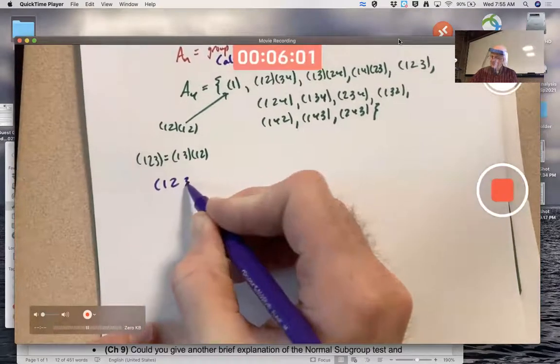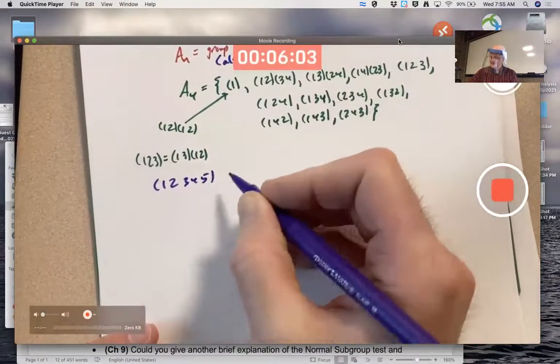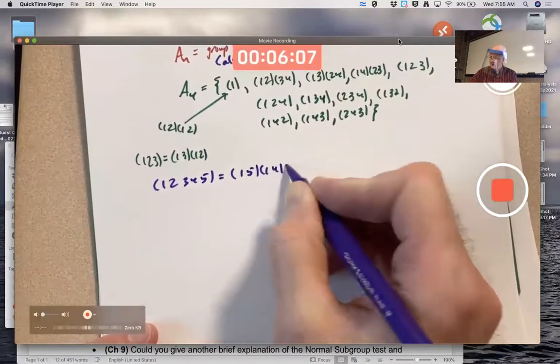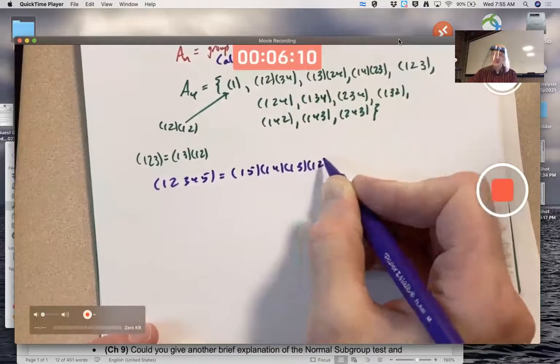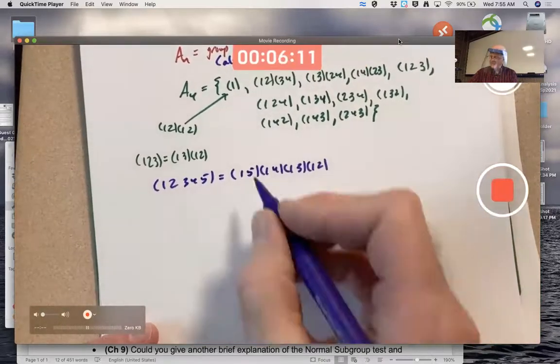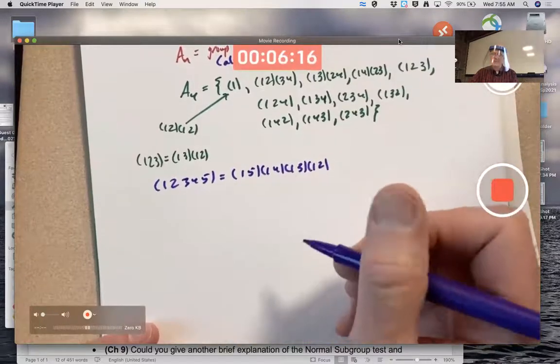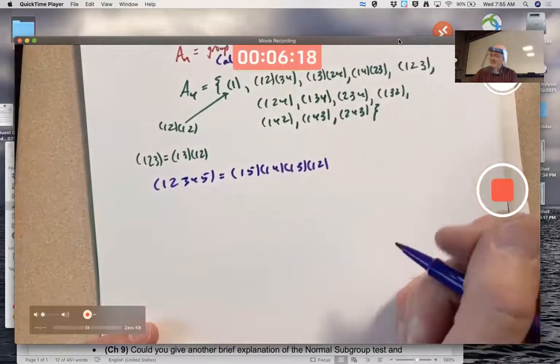1, 2, 3, 4, 5 is an even permutation. You can write it as (1 5)(1 4)(1 3)(1 2). That's the trick to writing that as a product of 2-cycles. They're not disjoint, but they are 2-cycles. Then there's an even number of them.